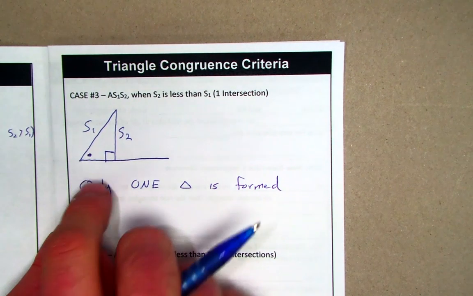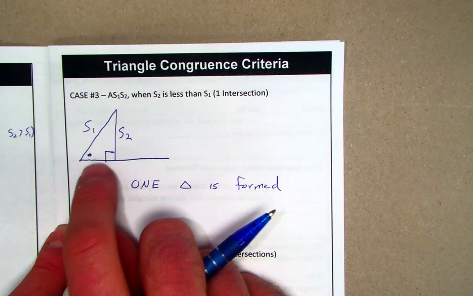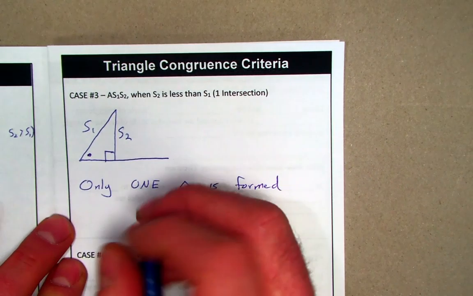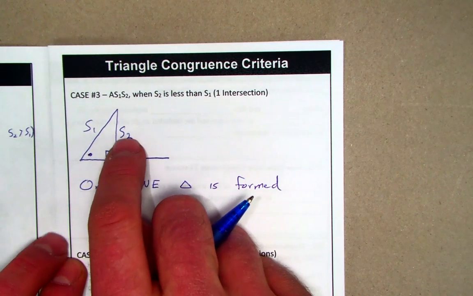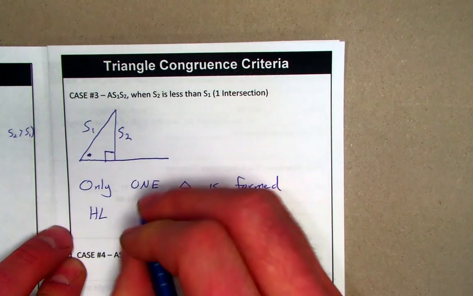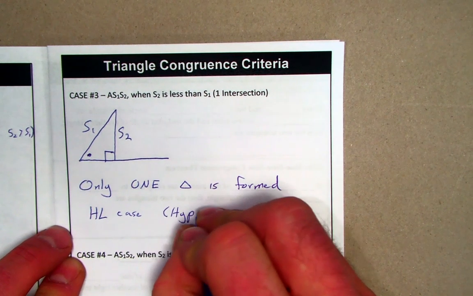And since we're dealing with angle side side for a right triangle, any two triangles that share that corresponding information will be congruent. Then instead of saying angle side side for a right triangle, we just use the abbreviation HL. So it's the HL case, which stands for hypotenuse leg.